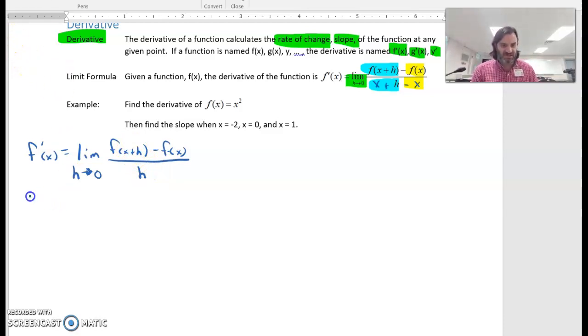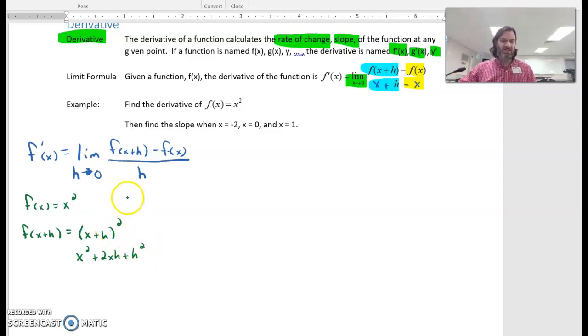So we need to make sure we put everything in that we have. Our function is f of x equals x squared, and that is something we need in the top part. But we also need f of x plus h. So what happens when we move that point a little bit? We plug x plus h into x squared, so it'll be x plus h quantity squared. If we multiply that out, it'll be x squared plus 2xh plus h squared. That's a FOIL.